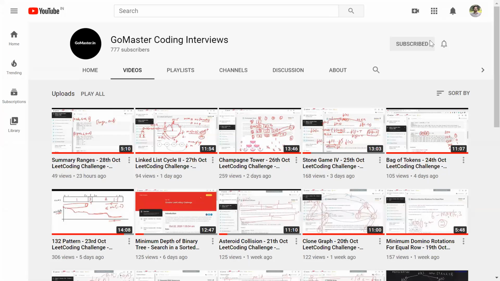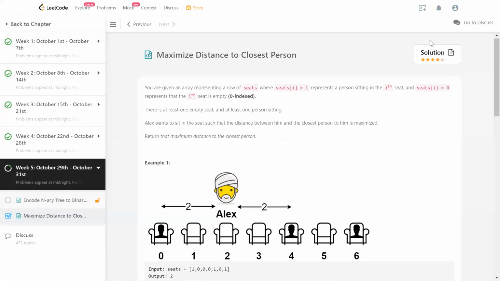Hello, I'm Channa Bankapur. I'm going to discuss my solution to the LeetCode problem, Maximum Distance to Closest Person. It's today's problem in the October LeetCoding Challenge. And the problem definition is as follows.